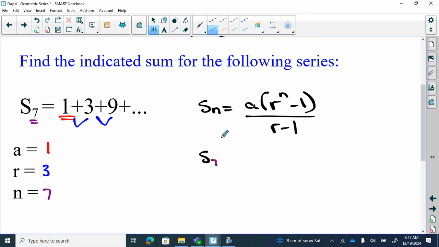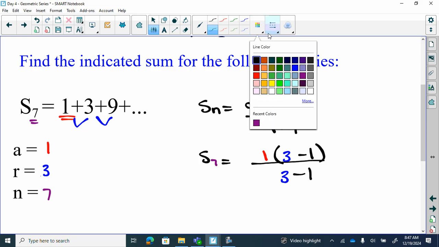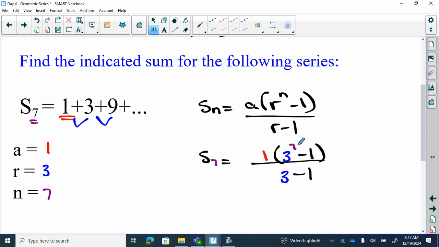It's going to equal, my A value is a 1, my R value is a 3, and my N value is a 7. That's how you would build that formula. Make sure you get that down.